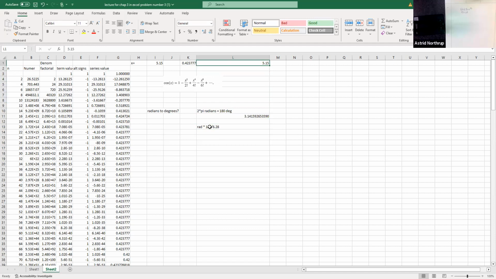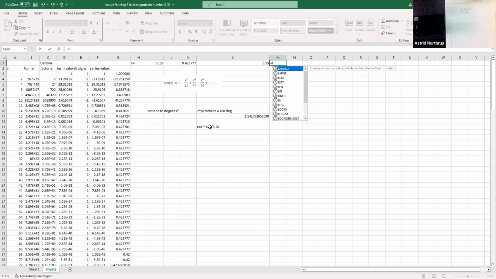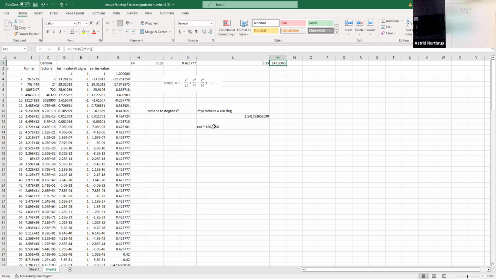So if I take 5.15, which is the quantity in L1, and I know that that's in radians, and I want to convert that into degrees, I would multiply that number by 180, and then I would divide that number by 2 pi. So I could put in parentheses 2 times pi, parentheses, and I'd get 147 degrees.